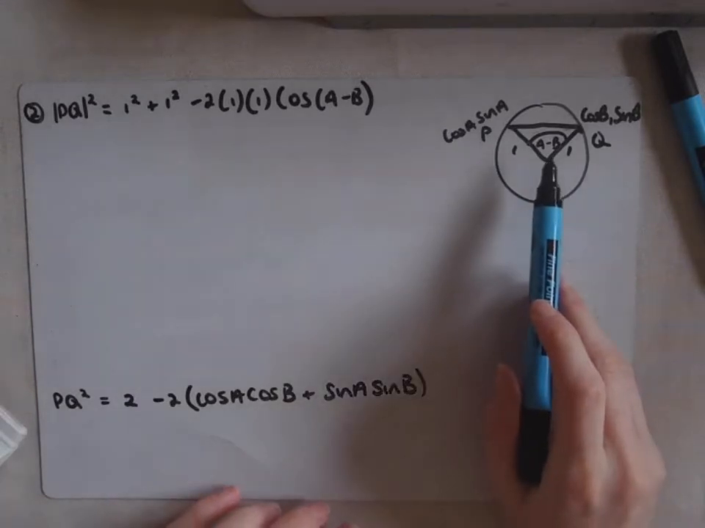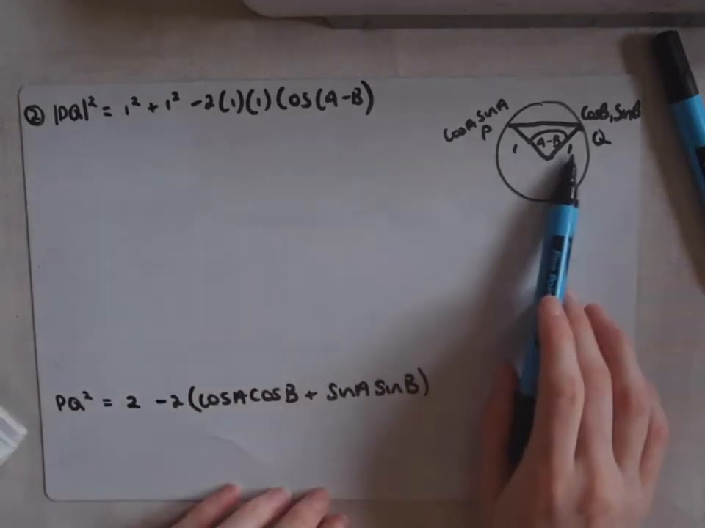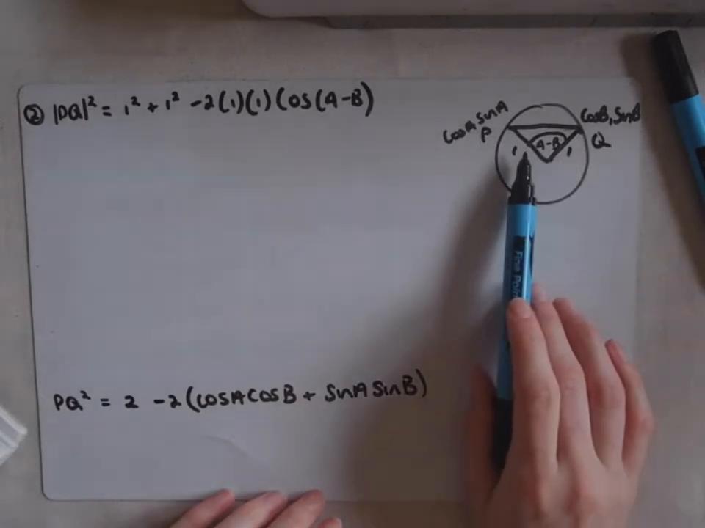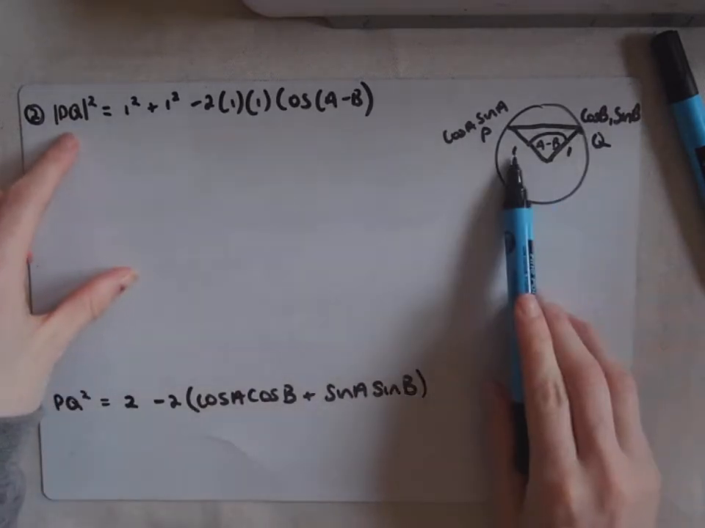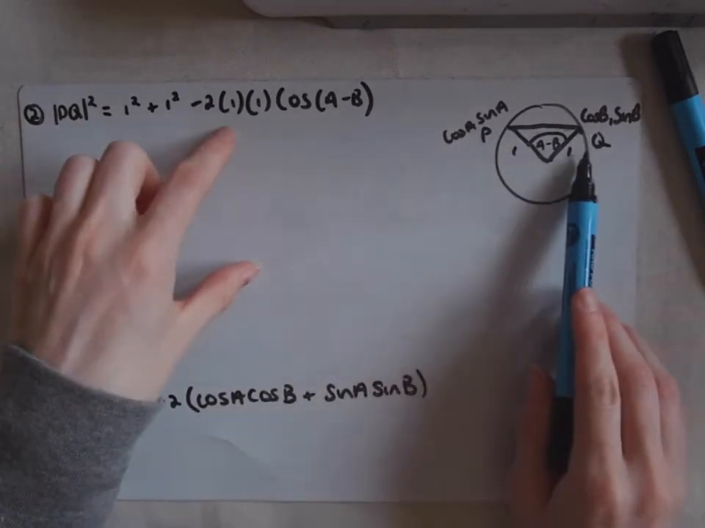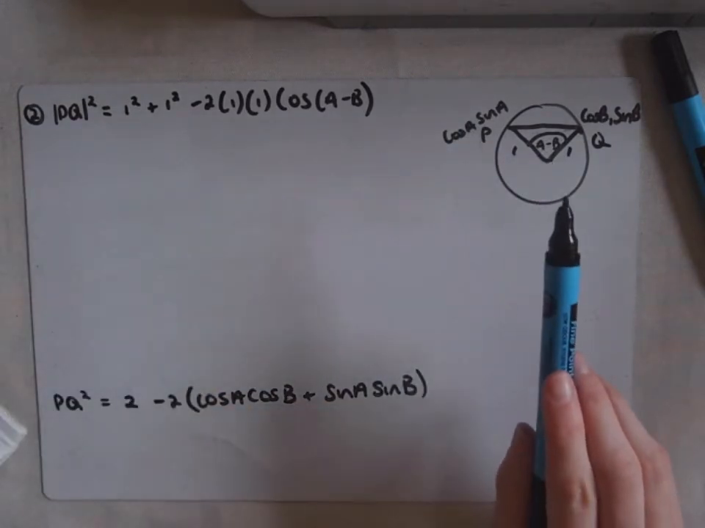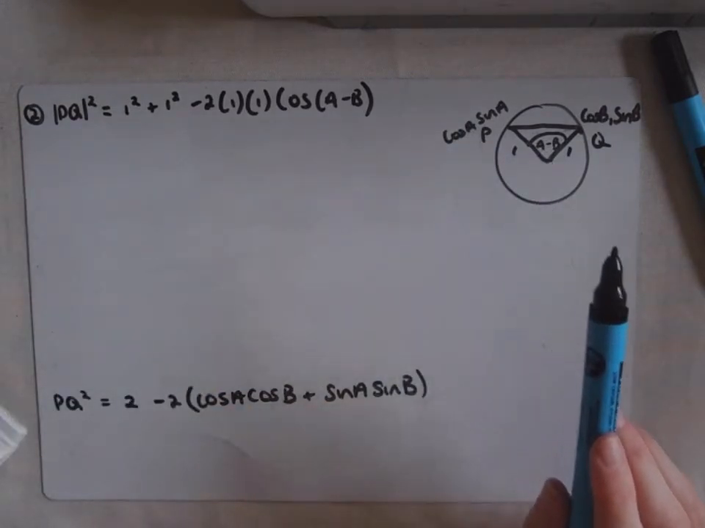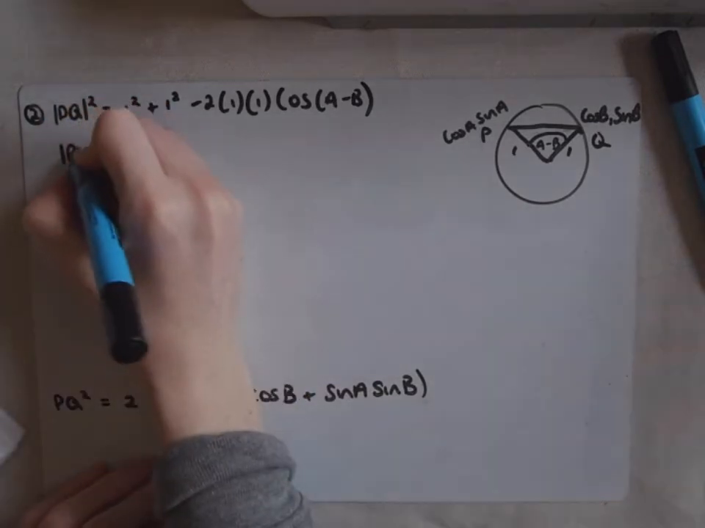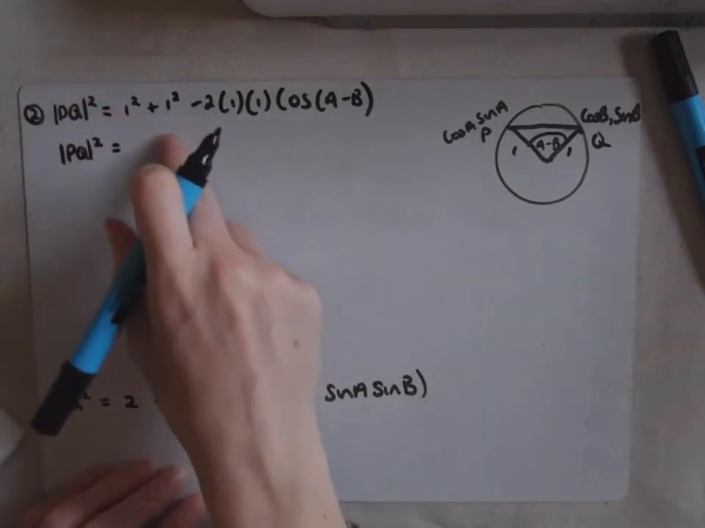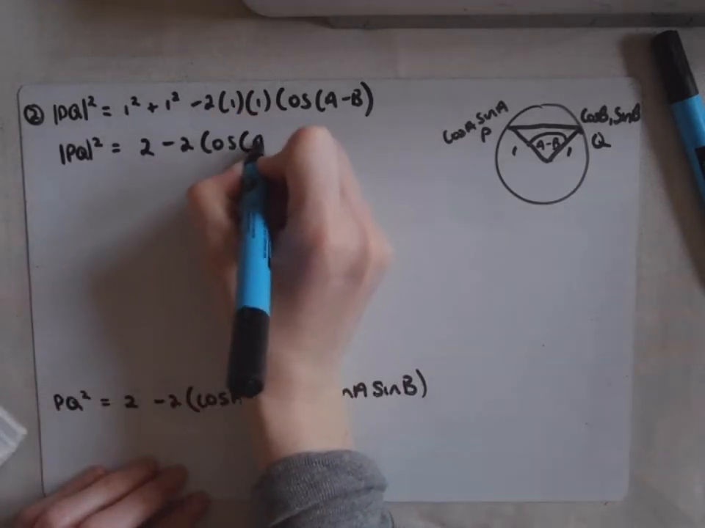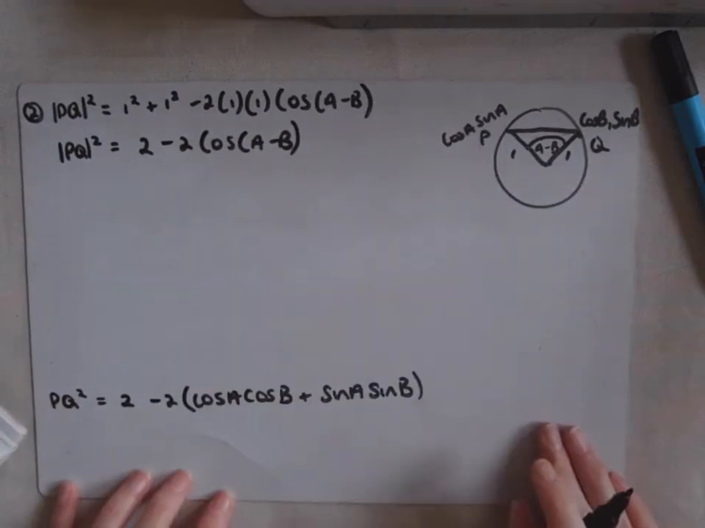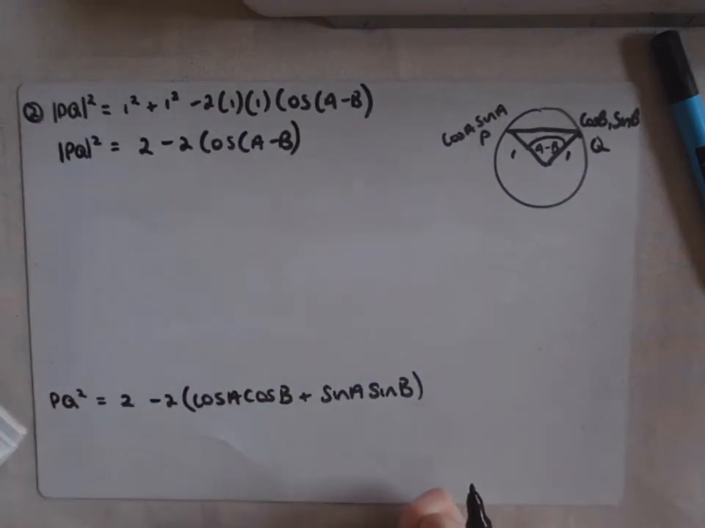Is everyone okay with the cosine rule? This is a unit circle, so I know the distance there is 1. So this would be your A here. PQ squared equals 1 squared plus 1 squared minus 2 times 1 cos of the angle in between. So PQ squared is 1 plus 1, which is 2, minus 2 cos A minus B. I've just tidied up there.